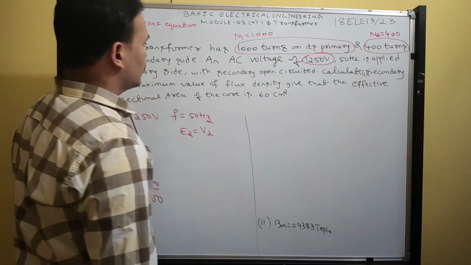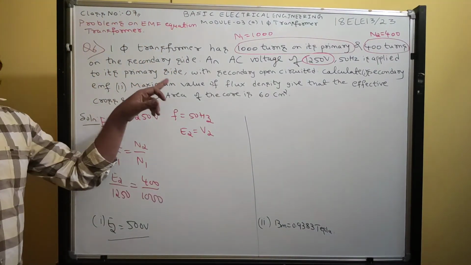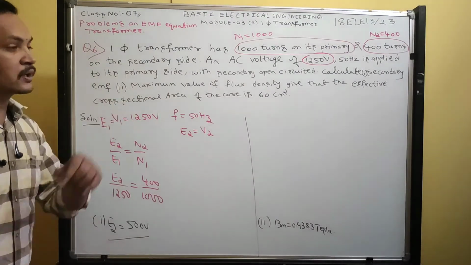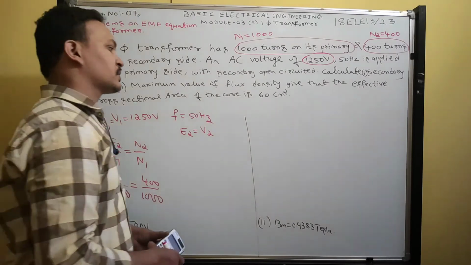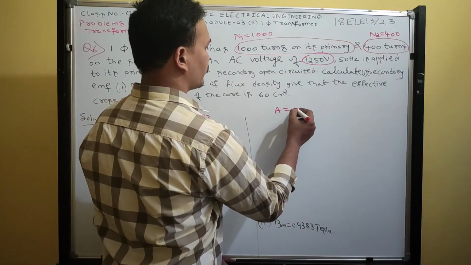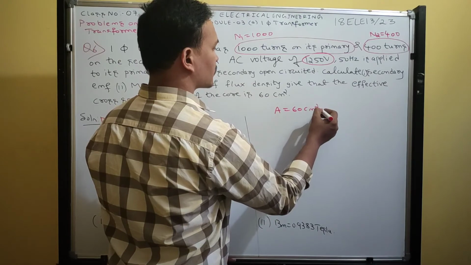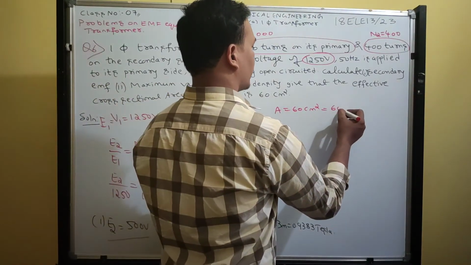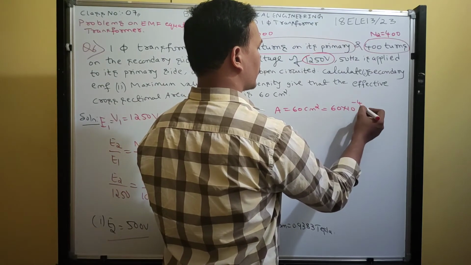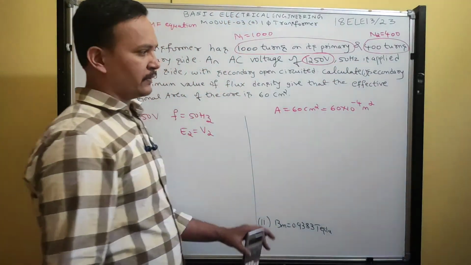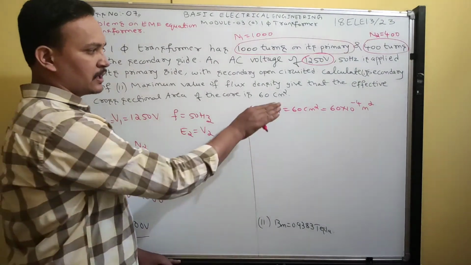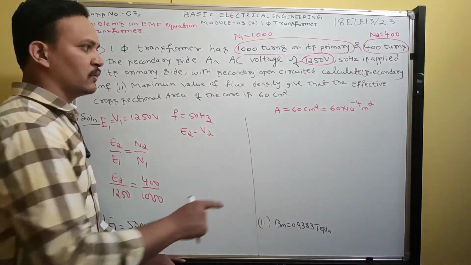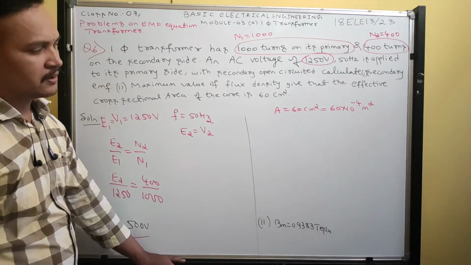And later they asked the maximum value of the flux density, given that the effective cross sectional area of the core is 60 centimeter square. So the given area of the core is 60 centimeter square. You write this in meter square. So in meter square we can write 60 into 10 power minus 4 meter square. I converted centimeter square into meter square. So we get that conversion logic.